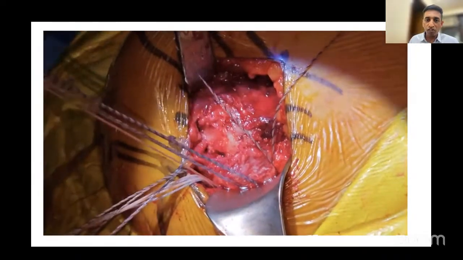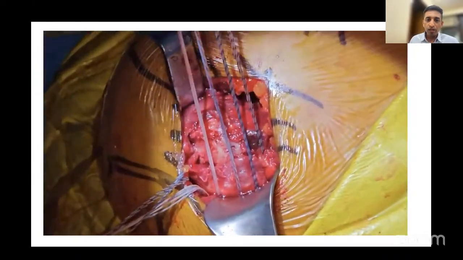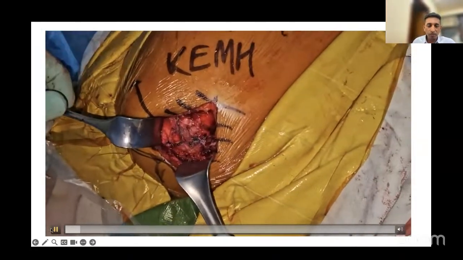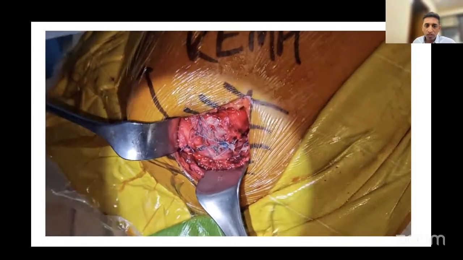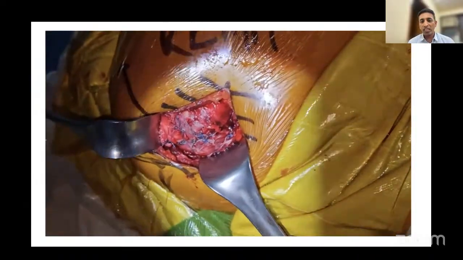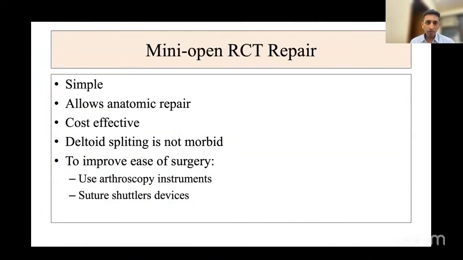And then again, we can crisscross them, tie medially, and develop a tunnel, and we can get a very good repair with crisscrossing. Completely, the entire subscap and supra can be very easily repaired by this technique. So open or mini open cuff repair is very simple. It allows anatomical repair. It is extremely cost effective, and deltoid splitting is not at all morbid. To improve the ease of surgery, you can use arthroscopy instruments and a suture shuttling device.